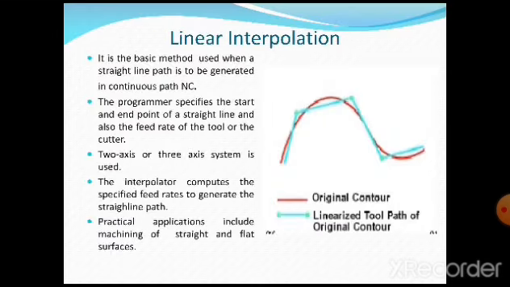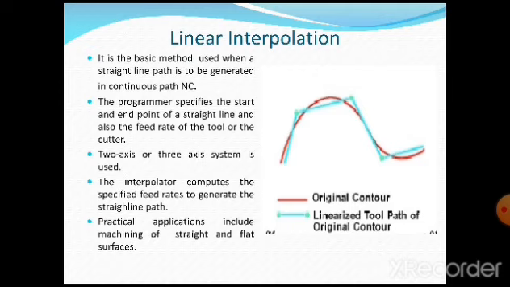So now let us go to the next slide. We are discussing one by one in brief. So now the word has come as linear interpolation. In actual reality, we are interested to cut this curve. As you are going to see the red line, that is the linearized original contour, which you are going to see on the screen. It is called the original contour or original path.